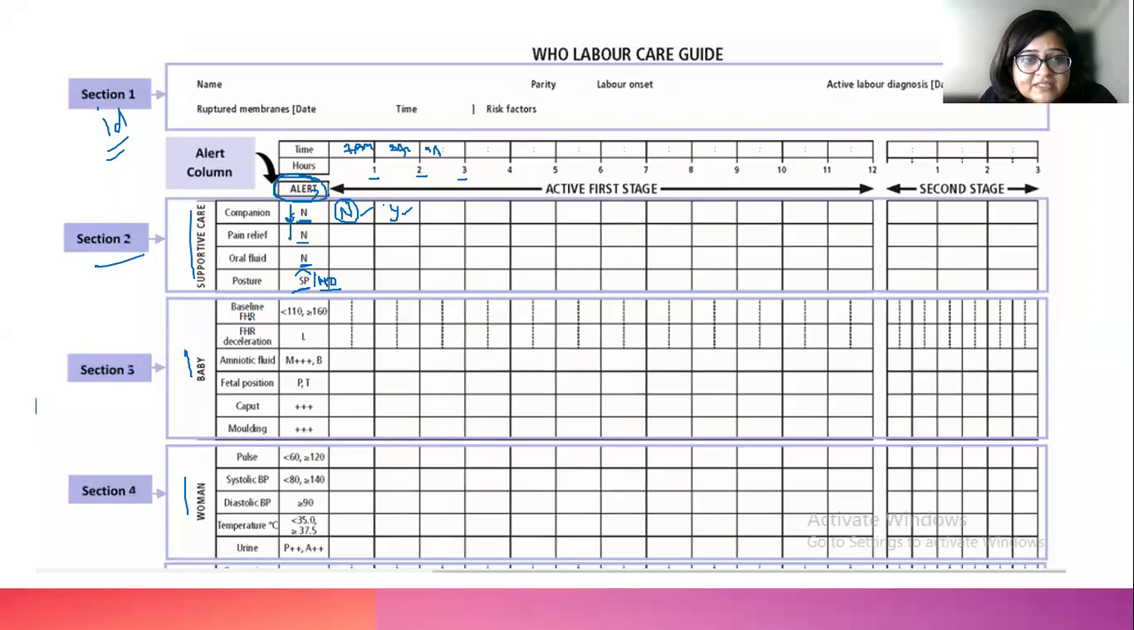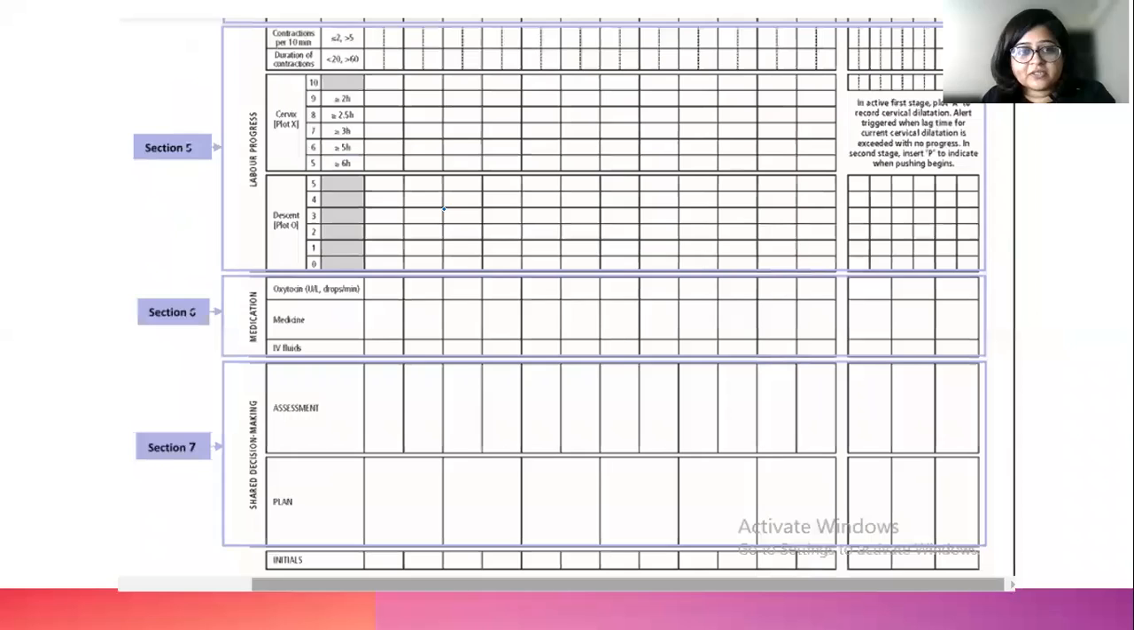Same in the fetal status. Baseline fetal heart rate, if it's bradycardia or tachycardia, it's an alert point. L means late decelerations. If there are late decelerations, it's a bad point. If there is thick meconium, 3+ meconium, or bleeding in the liquor, blood stained liquor, it's a bad point. If the fetal position is posterior transverse. I'll come to each one of them. But what I mean to say is this column is the alert column. If any of your recordings fall in any of these, then you need to be alert and alter your plan of management accordingly. Similarly, section 5, this is labor progress.